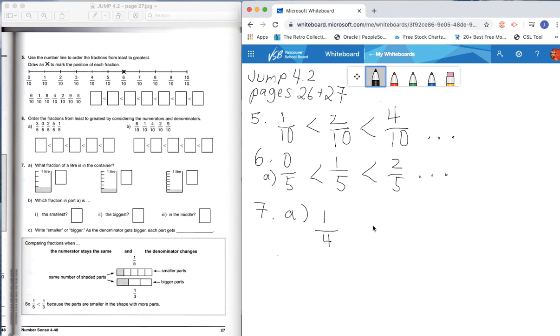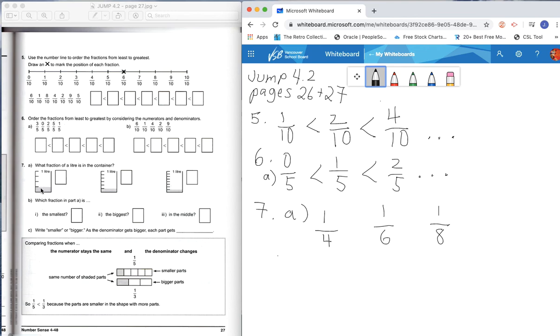The second one here, how many parts do we have? 1, 2, 3, 4, 5, 6. How many parts are shaded? 1, 1/6. All right. How many parts are there? 1, 2, 3, 4, 5, 6, 7, 8. How many parts are shaded? 1, so 1/8. Okay. Then B, which fraction is the smallest?